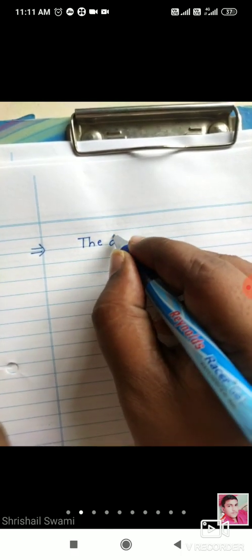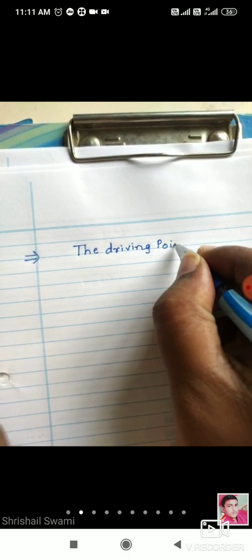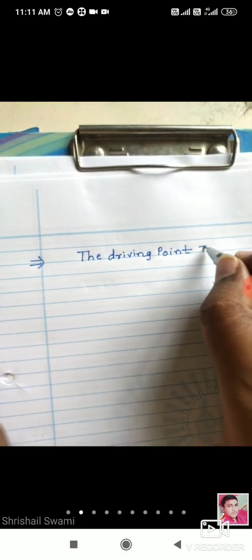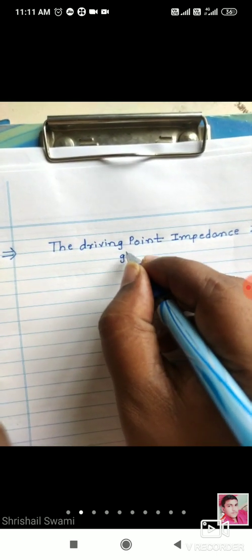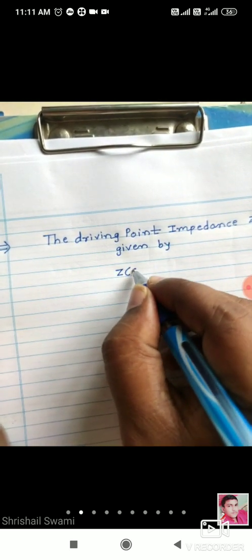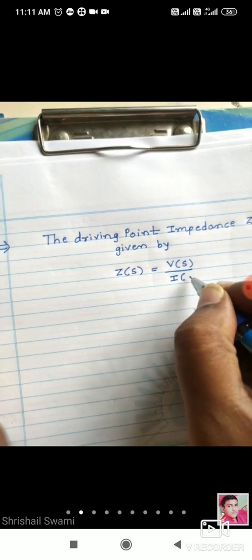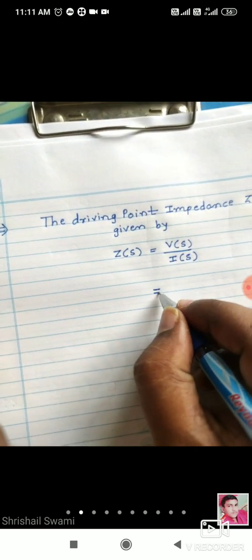Now, first of all, calculate the driving point impedance, and then you can calculate the driving point admittance. So the driving point impedance Z of S is given by Z of S is equal to V of S divided by I of S. So how they are connected, I will show now.